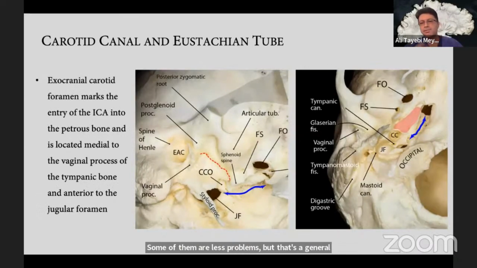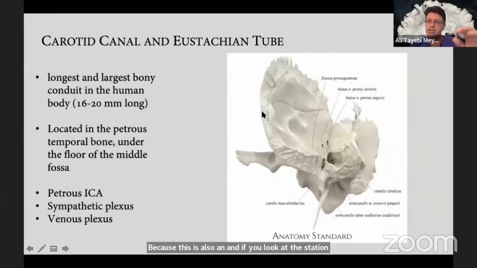Let's look at the exocranial surface and understand the middle fossa from the other side, because this is also important. And if you look at the eustachian tube, you can see that the eustachian tube also becomes important here. This is just lateral to the carotid canal. It's a very tiny tube. Sometimes it's exaggerated in size, but it is just lateral to the carotid canal. And I will talk about it later.